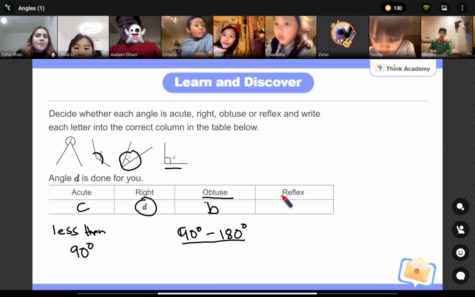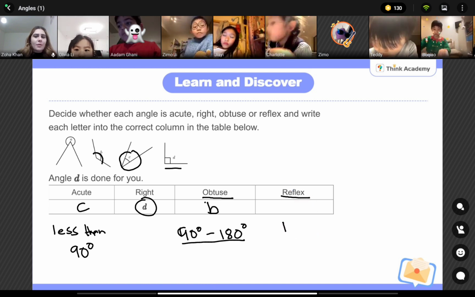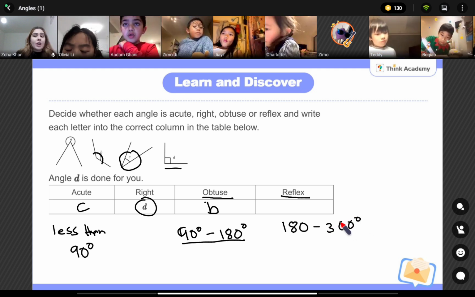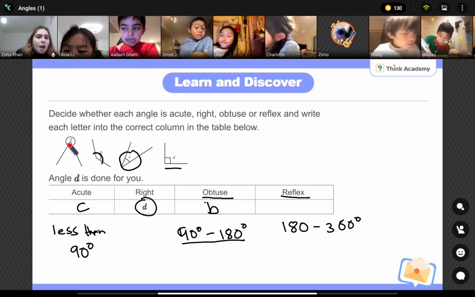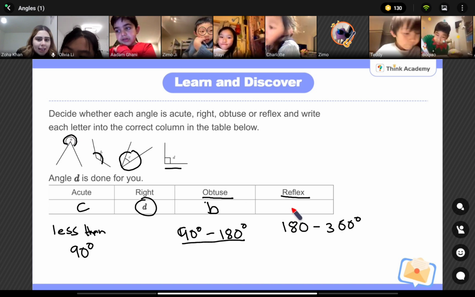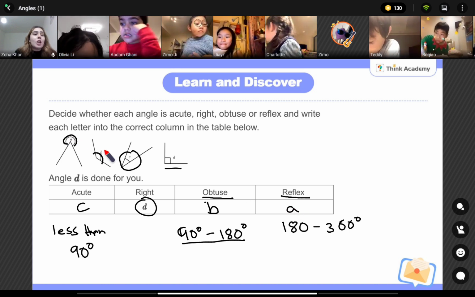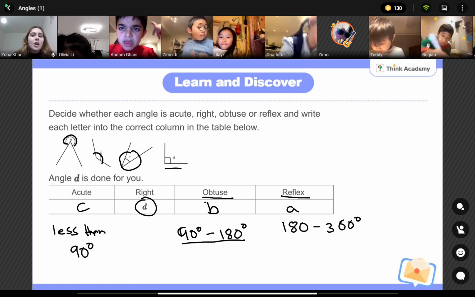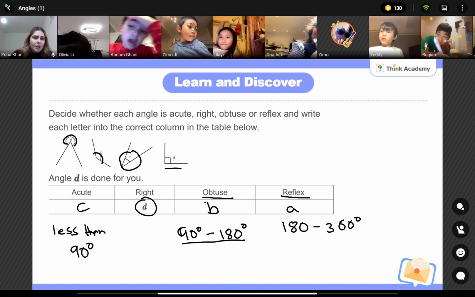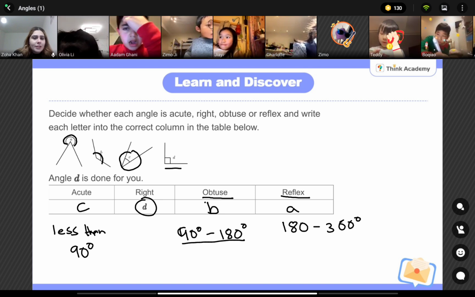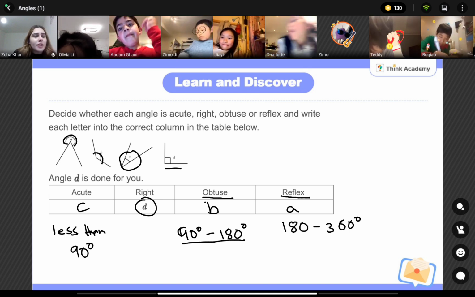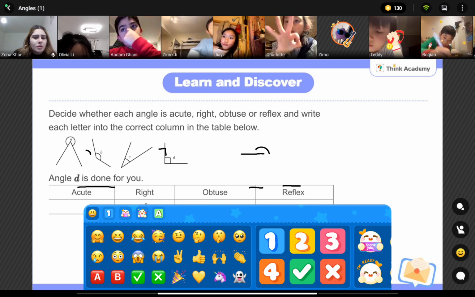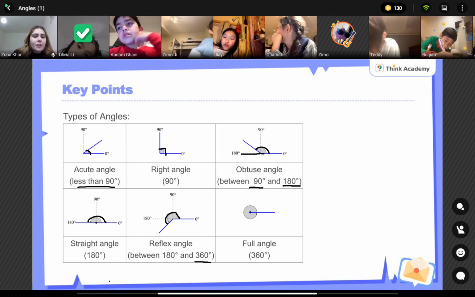And then finally, the reflex angles. Remember, reflex angles are bigger than 180, but less than 360. So it's less than a full turn. So we know it must be A, because A is bigger than 180. But look, it's close to a full turn, but it's still less than a full turn. So we know reflex is A. Very, very well done, everyone. Does everyone understand, or does anyone have questions about this? Good. Perfect. Great. So everyone, just a recap.